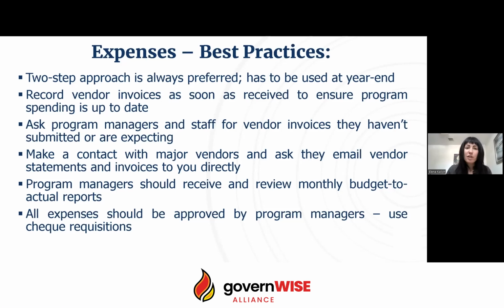So record vendor invoices as soon as received to ensure that program spending in our records is up to date. Ask program managers and staff for vendor invoices they haven't submitted or are expecting. So that's one way. Another way is to have direct contact with the vendors and ask them yourself. So make contact with major vendors, like we said. And then program managers should receive and review monthly budget to actual reports. Again, this is the best practice. If it's not realistic and we only do quarterly, or maybe we're behind and can only do a year-end review, that's better than not having a review.